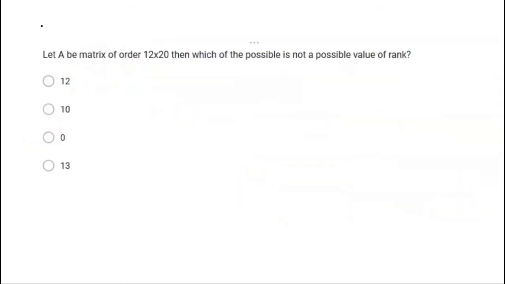Okay, now let us go to the next problem, and this is also a very simple memory-based problem. If we have a matrix whose size is 12 cross 20, then which of the following is not a possible value of the rank? There is a misprint here, it should say which of the following is not a possible value of the rank.